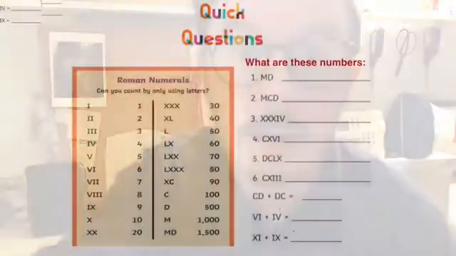Today we're looking at statistics again. We're going to have to search around our house in a minute when we do our main activity. But first things first, we've got some quick questions based on Roman numerals. Let's see if you can remember them. Have a go. Good luck.